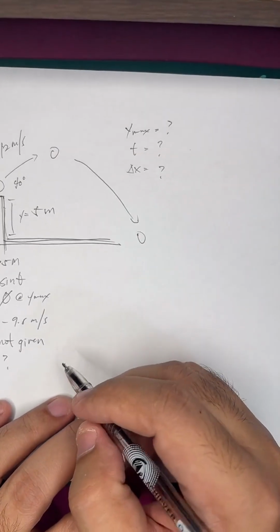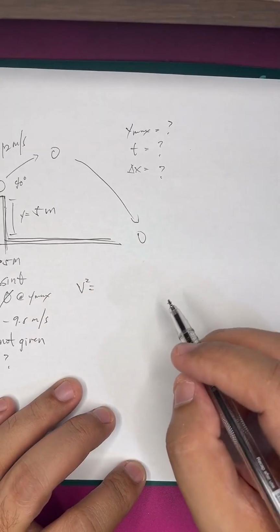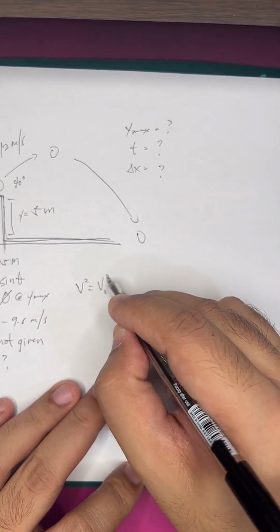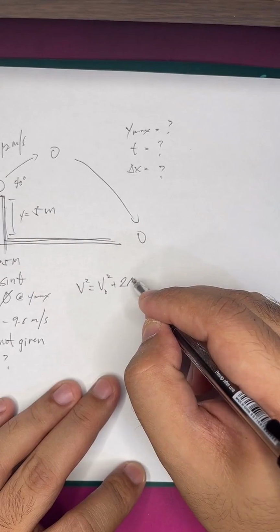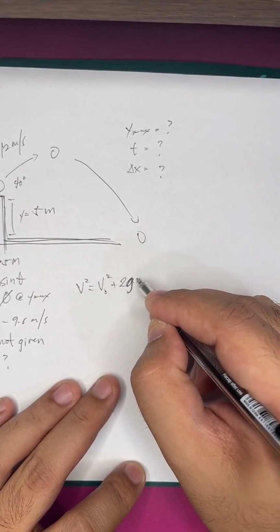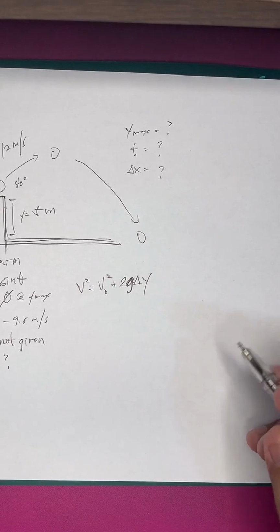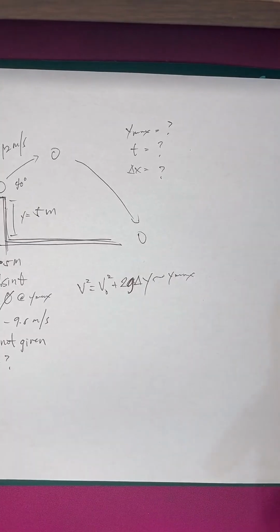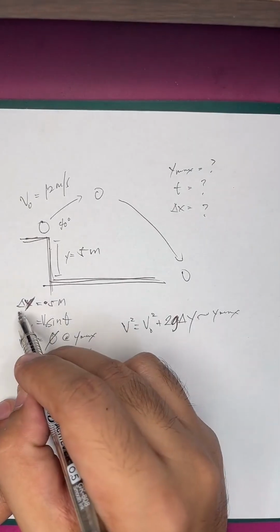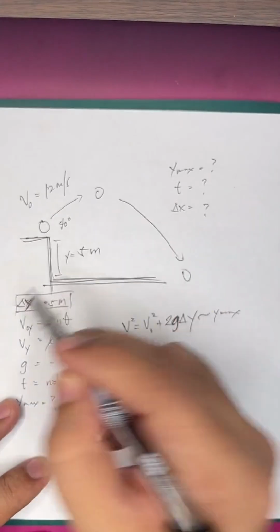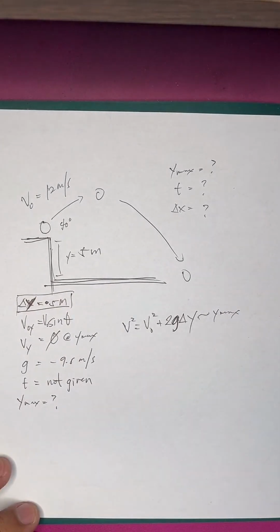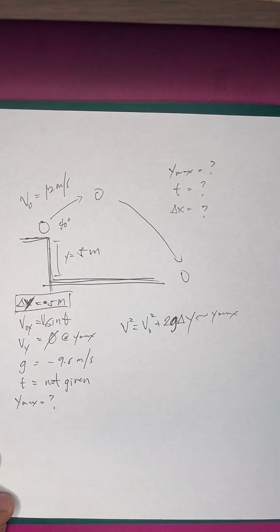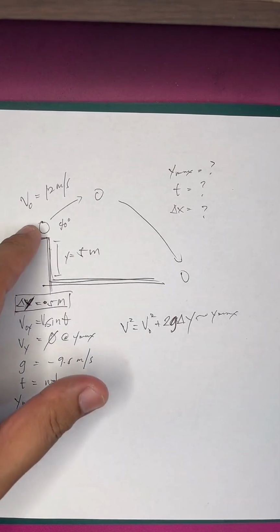Equation 3 is v squared equals v naught squared plus 2g delta y. In our case, delta y would be y max again. Okay, don't be confused. Hindi natin gagamitin yung 5 meters. We will not make use of that 5 meters na height nung hill. Why? Bakit hindi natin yung gagamitin? Because the ball was launched at a different height.